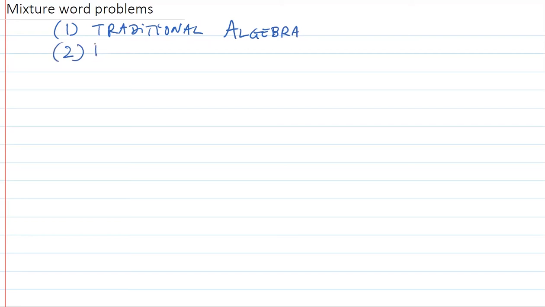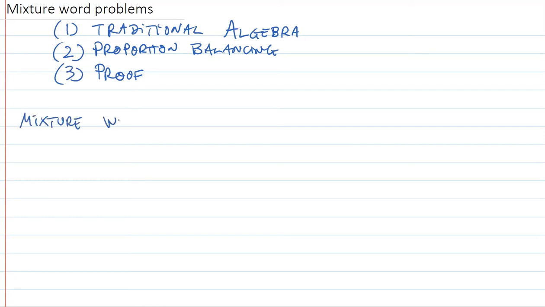Hi, in this video, I'll show two different ways of solving a mixture problem. First, I'll show the traditional algebra method. Second, I'll show a way using proportions, or more specifically, balancing the proportions. And at the end, I will give a proof that the proportion balancing method works.